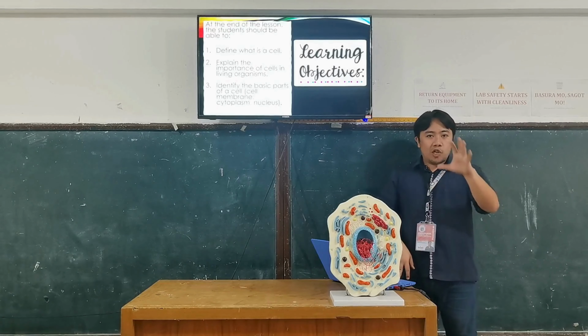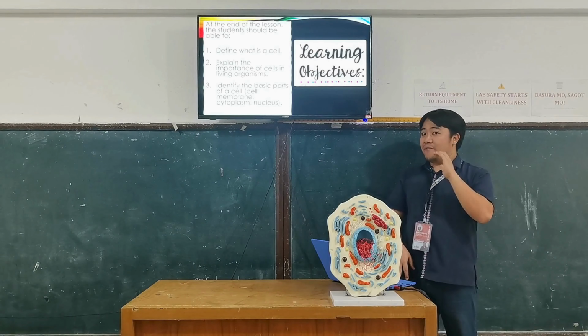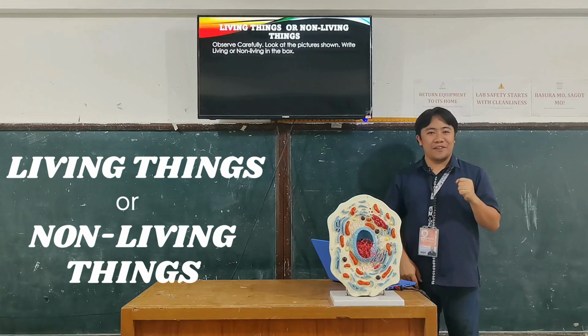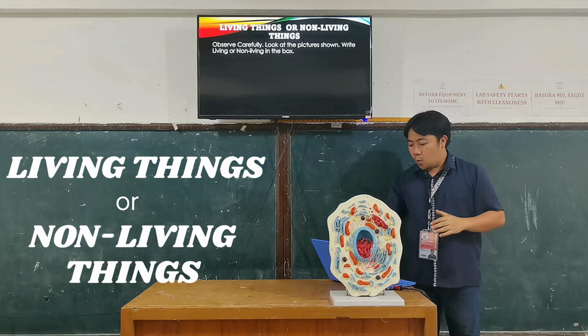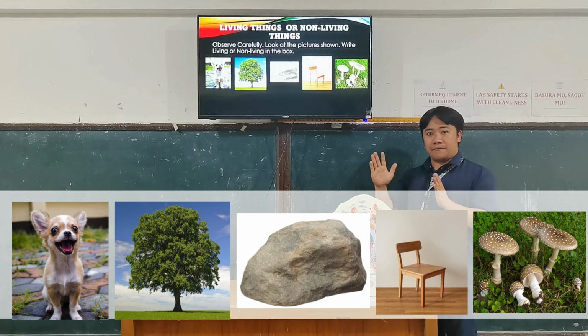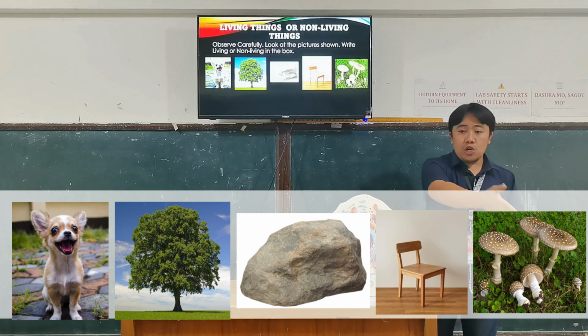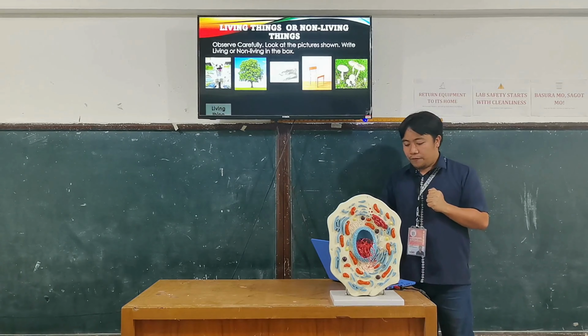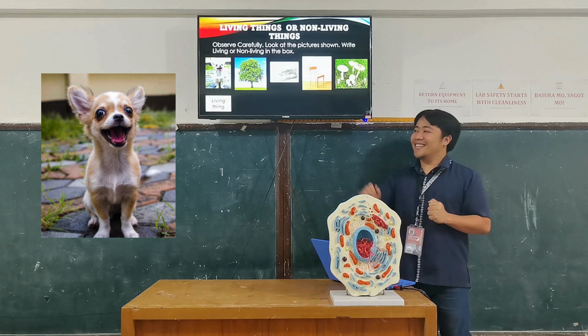Now, to start our discussion, let's try to have a simple activity. Living things or non-living things. I want you to look carefully at these pictures and tell me if these are living things or non-living things. I have given you your activity sheets and I want you to answer it. Okay? Now, for the first picture, yes, that's correct.